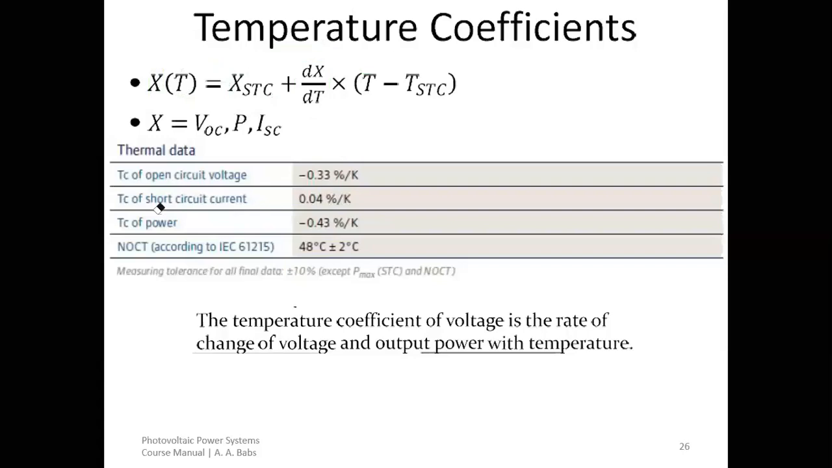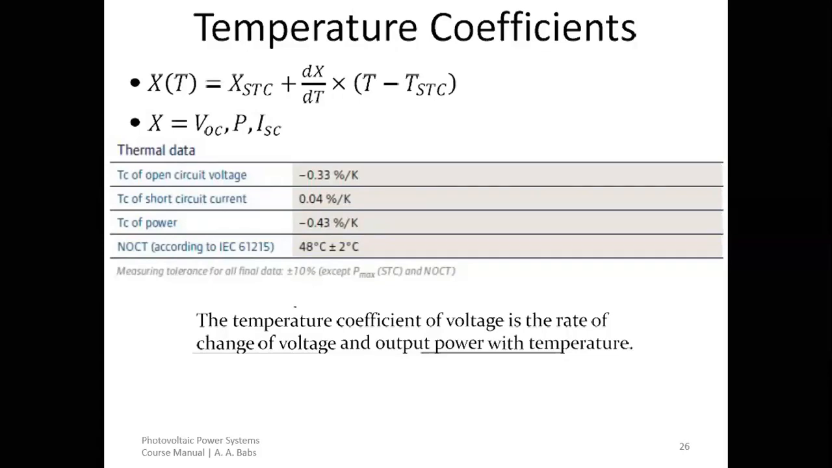All right. So what you can see here is TCL usually represents tolerance. So this will be the tolerance of open circuit voltage, minus 0.33% per Kelvin. This is the tolerance of short circuit current, minus 0.004% per Kelvin. Tolerance of power, as you can see here, and then you have the NOCT. NOCT represents nominal operating cell temperature. I'm going to tell you a little more about that as we go on. The entire table you see here represents the measuring of tolerance for all data at plus or minus 10%.